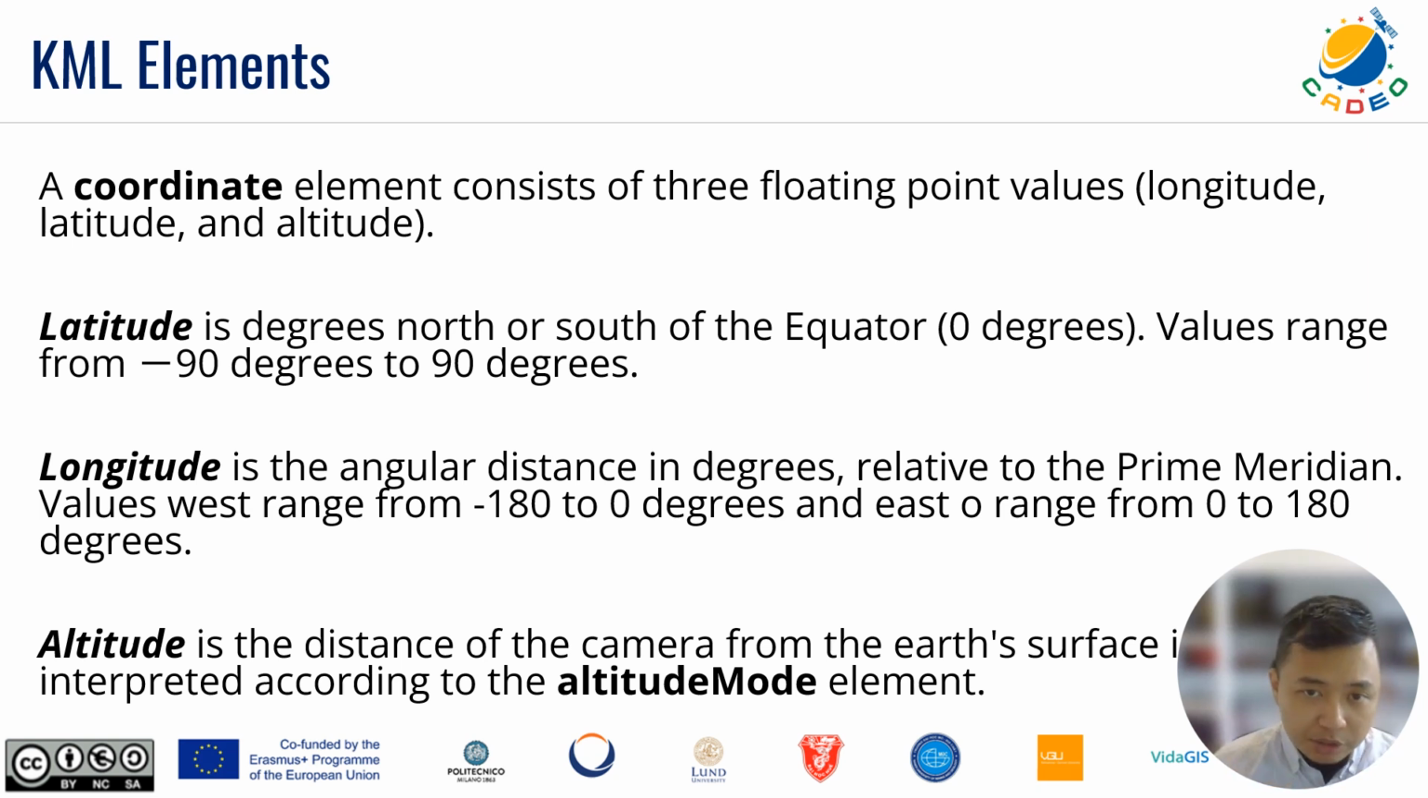And altitude mode specifies how altitude values should be understood or applied in the KML or in the geo browser. The altitude mode might include absolute altitudes measured from the sea level, or relative altitudes measured from a specific reference point, or other modes tailored to a specific application or context.